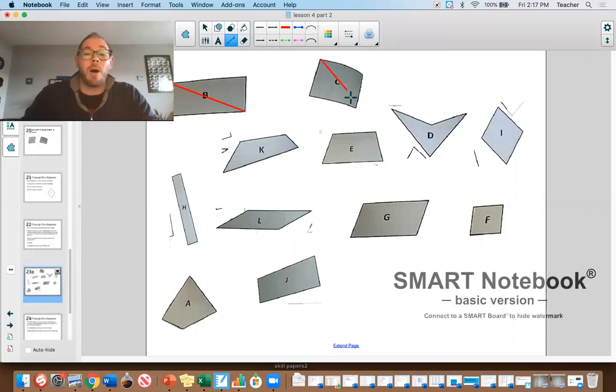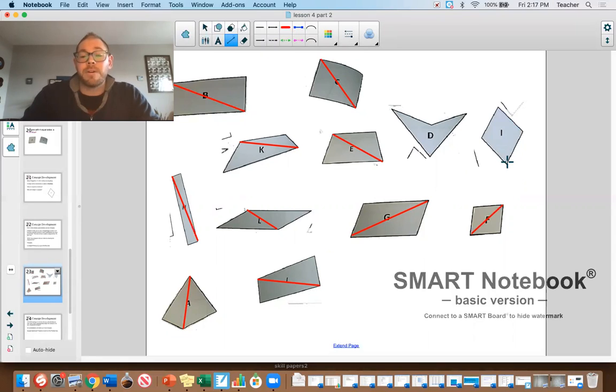Let's do it for letter C. One corner to the opposite corner, just like that. Let's do letter E, from one corner to the opposite corner. Let's do letter K, letter H, letter L, and letter J, each from one corner to the opposite corner. Let's do letter A. This corner is opposite that corner. Let's do letter G, from this corner to that corner. Letter F can go from this corner up to that corner.